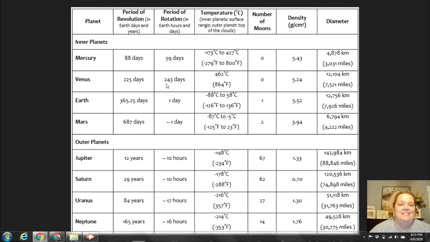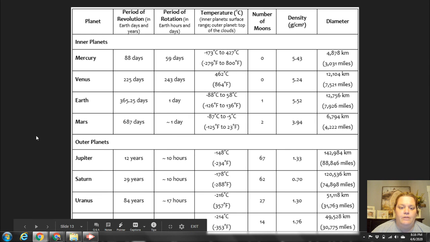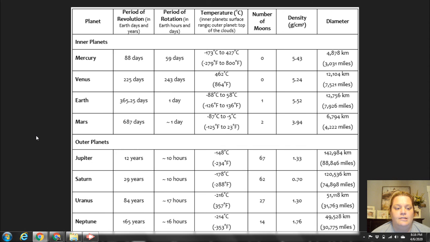And Venus is 243 of our days for 1 day. That just means Mercury and Venus are spinning very slowly on their axis compared to Earth. This little symbol right here means about, so we're spinning at about the same rate. And then our outer planets, they're spinning pretty fast. It only takes 10 to 16 or 17 hours there.